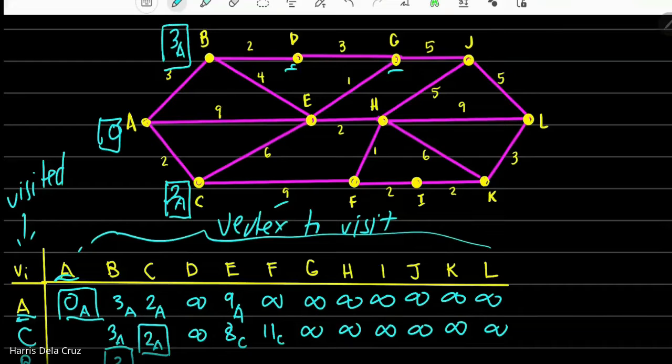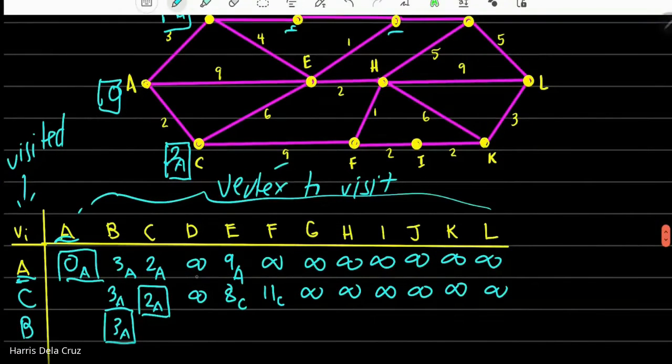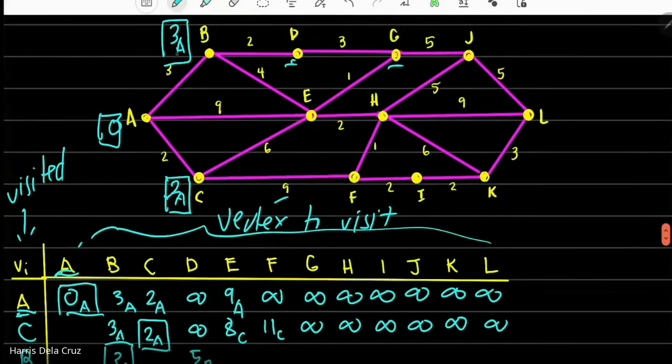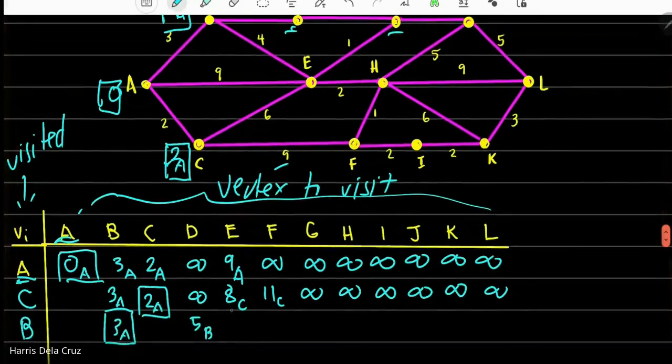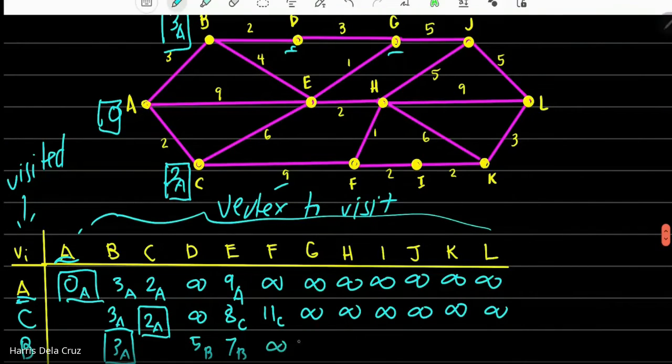Yan. From B, pwede akong pumunta kay D plus 2. Now, that's smaller than infinity. So, papalitan ko yung label na to. So, magiging 5 galing kay B. Pwede akong pumunta kay E. That's, ang B ay 3 plus 4, 7. 7 is smaller than 8. So, papalitan ko ulit yung label ng 7B. The rest ay unreachable mula kay B. So, infinite. Basta unreachable, infinite.